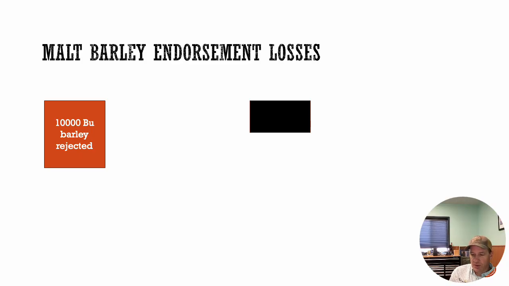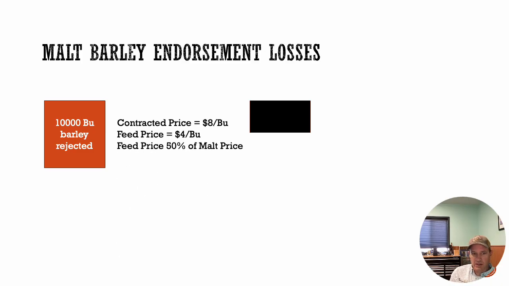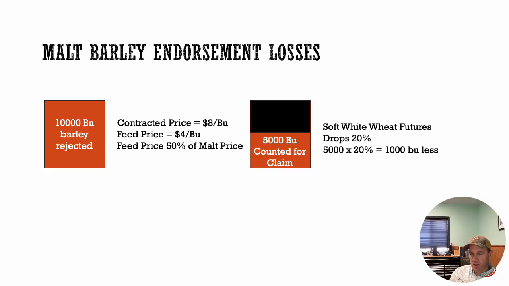Real quick review on losses for this year. If you had the malt barley endorsement, so you were in revenue protection on barley and you had the malt barley endorsement, just a quick review of how that would work if your stuff got rejected this year. If you have 10,000 bushels of barley, let's say it all got rejected, you get $4 a bushel for your feed barley. You had an $8 malt contract that we used to up the guarantee on your insurance. So you got 50% of what you should have for your feed barley versus what you should have got for malt. So real simplistically, you only got 50% of what you should have for the price, so they're only going to count 50% of the 10,000 bushels, or 5,000 bushels, for your claim.